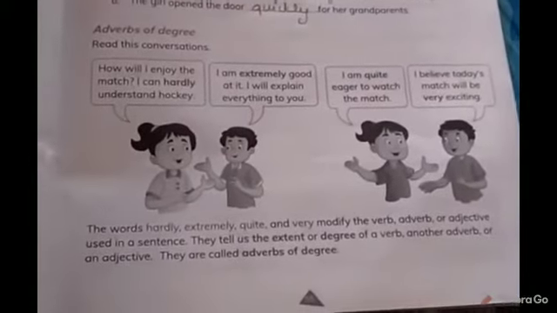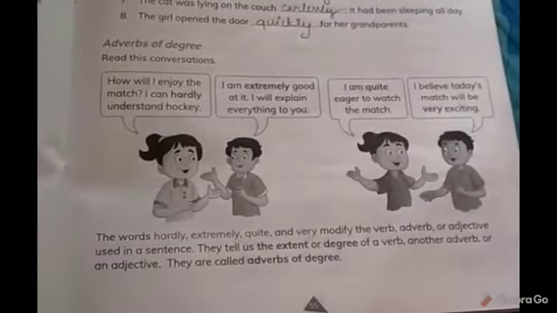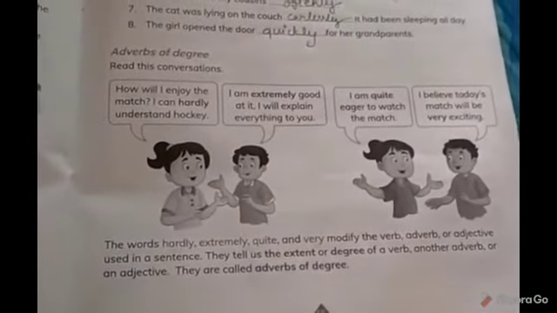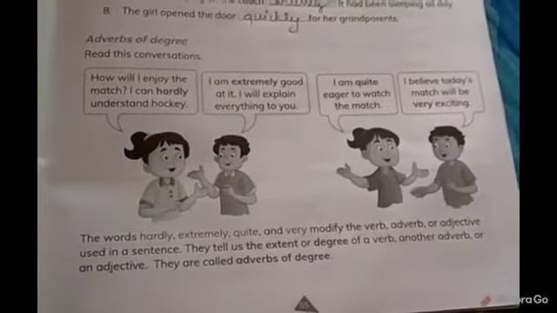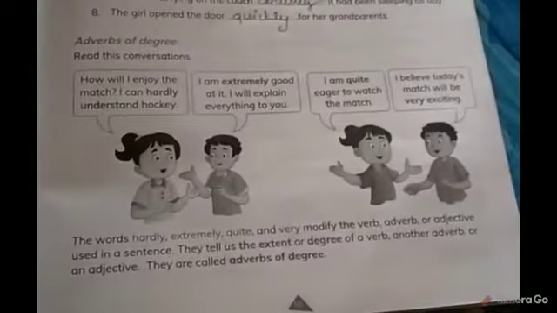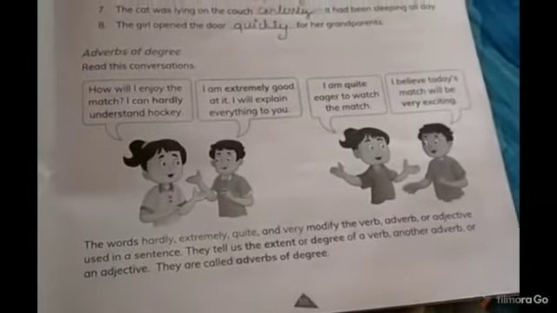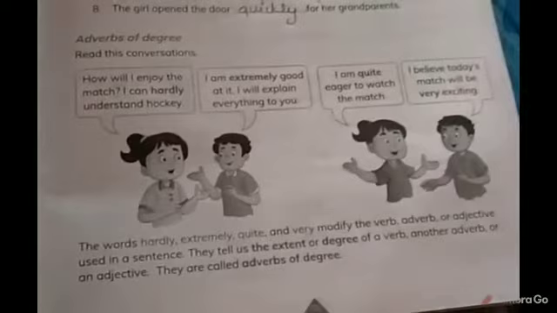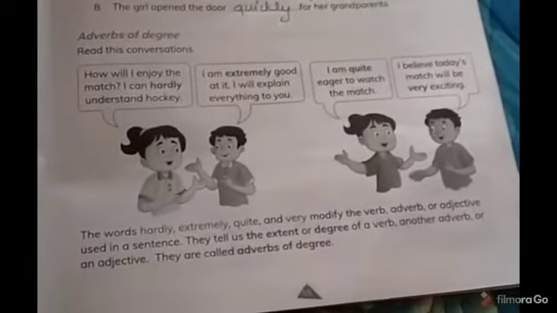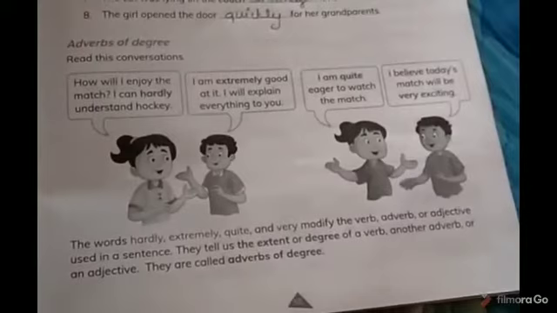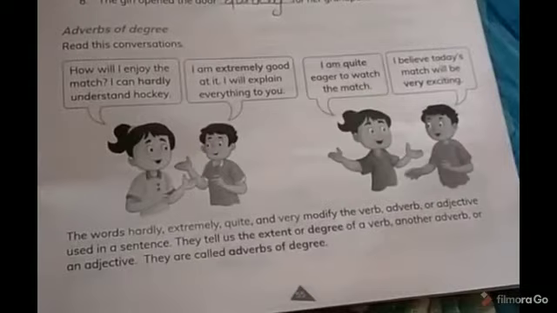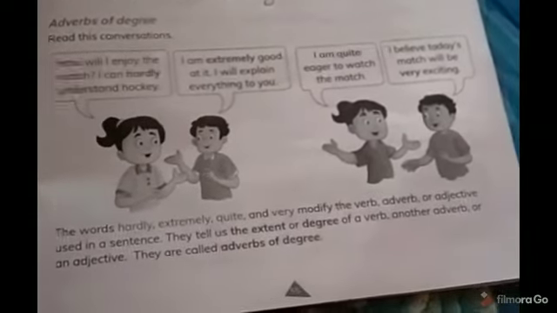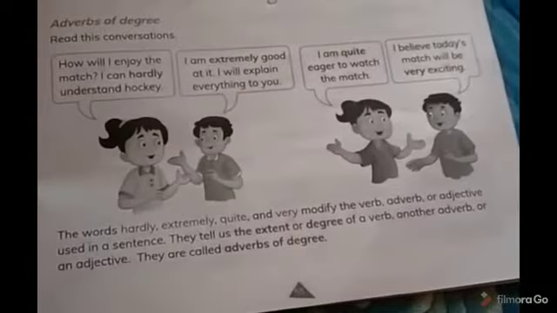The first one I'm going to talk about: how will I enjoy the match? I can hardly understand hockey. So hardly understand relates to the adverbs of degree. It means it's not easy for me to understand, because I don't understand that. So hardly represents adverbs of degree, right? I am extremely good at it. I will explain everything to you. Extremely good. Now extremely is the word which is again an adverb of degree, right? So that's how you're going to relate them.